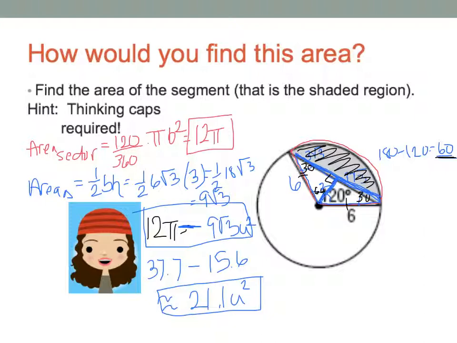So again, to find the area of this segment, we found the area of our sector and subtracted from it the area of my triangle. Let's keep going.